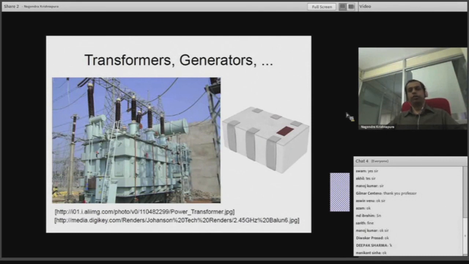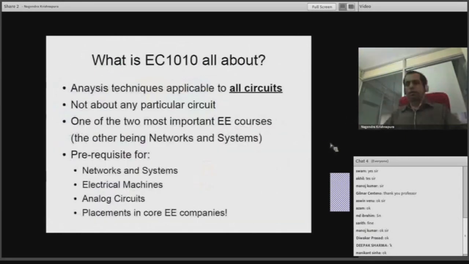The main point I want to drive home is that circuits themselves come in all shapes and sizes, but there are some methods of analysis that are applicable to all circuits, and that is what we will be discussing in this course. This course is about analysis techniques applicable to all circuits, and it's not about any particular circuit. If you look at the electrical engineering curriculum in any university, this turns out to be one of the most important courses.